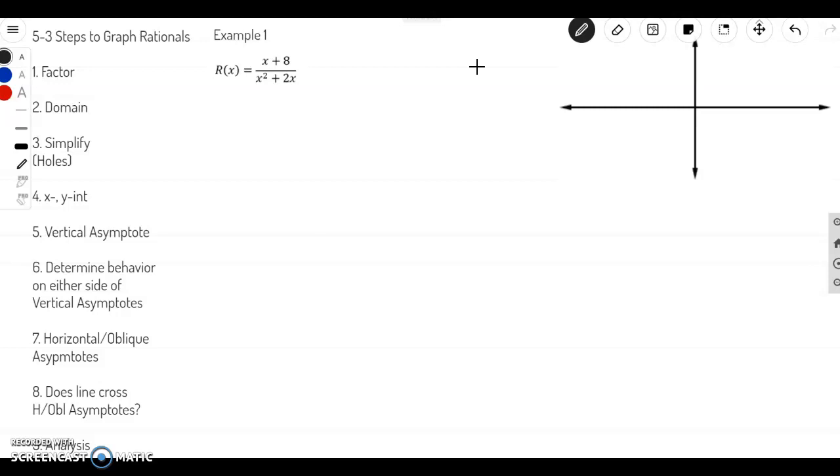So we're going to start off with factoring. So we take both the numerator and the denominator and we try to factor them. You'll notice the numerator is a linear term. It is unfactorable, so we leave it as x plus 8. The denominator is quadratic, and you'll notice we can factor this as x times x plus 2. Since both terms had an x, we divided it out. Alright, and that's step 1. We factor the numerator and denominator.